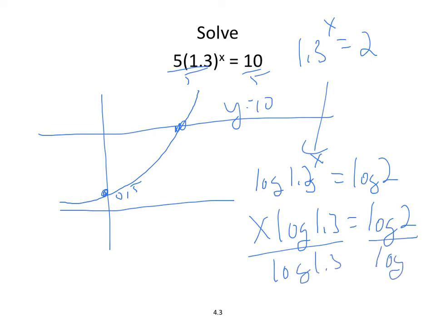I can grab my calculator and do log 2 divided by log of 1.3. To make sure you can do this on your calculator, proper use of parentheses is important. You could skip this one, but this one you've got to close. If you don't close this parenthesis, that's going to take 2 divided by the log of 1.3, then take the logarithm of that answer.